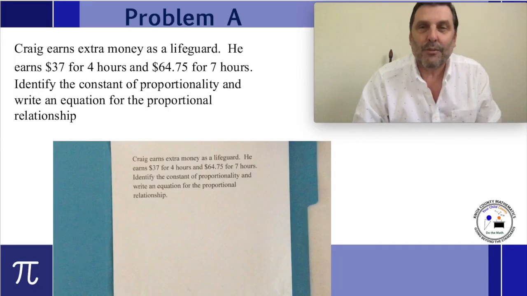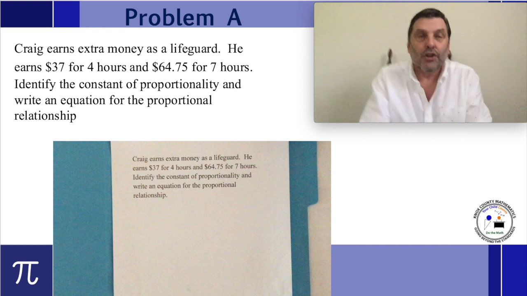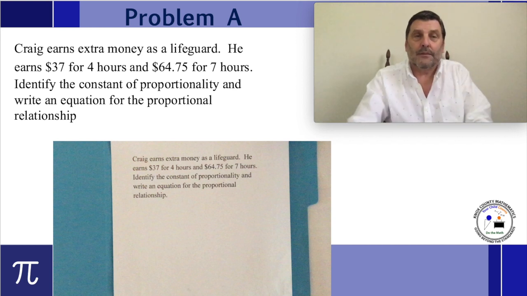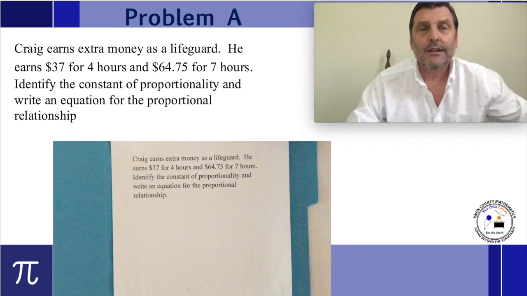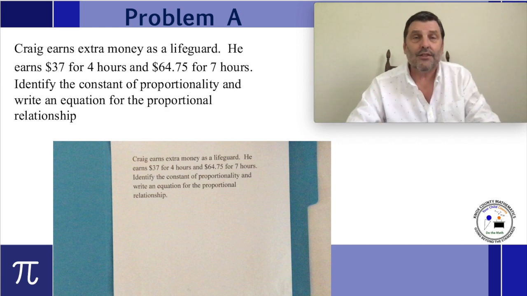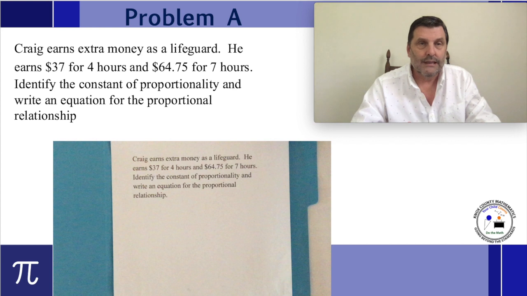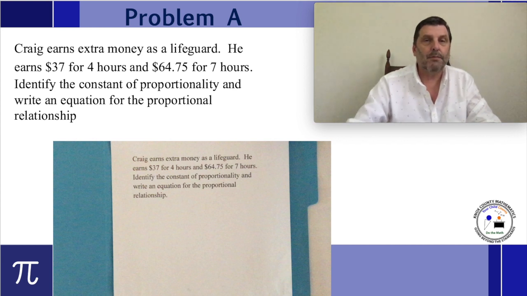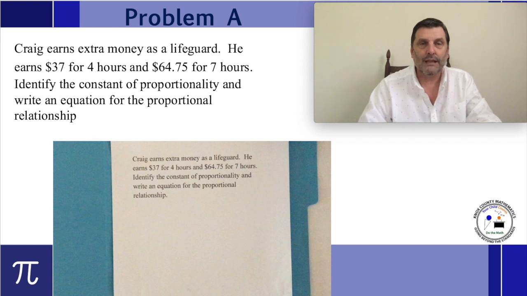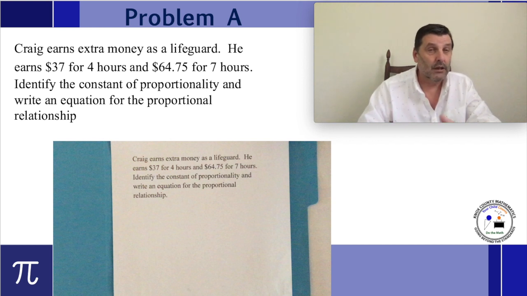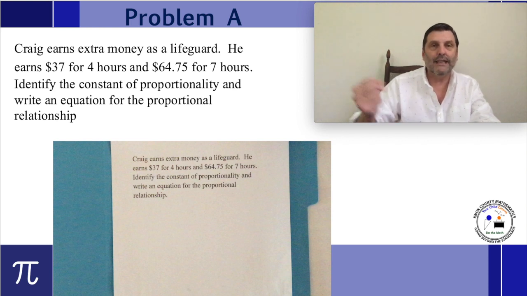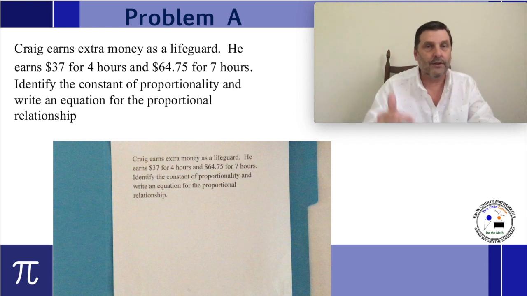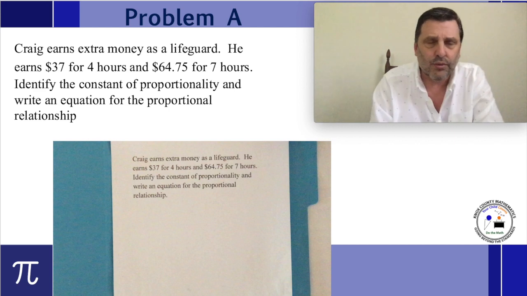All right, let's get started with problem A. Craig earns extra money as a lifeguard. He earns $37 for 4 hours, $64.75 for 7 hours. Identify the constant of proportionality and write an equation for the proportional relationship. We've got 2 problems going on here. First, identify the constant of proportionality, and then what is that equation? And later on we'll talk about what that equation does. So let's see how this one works.